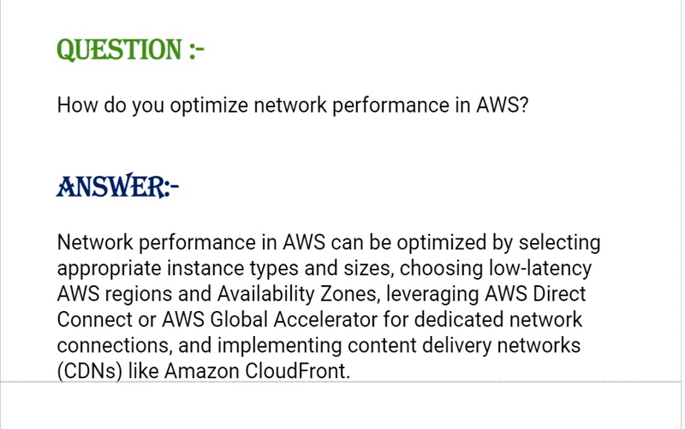Our next interview question is: how do you optimize network performance in AWS? Your answer should be: network performance in AWS can be optimized by selecting appropriate instance types and sizes, choosing low latency AWS regions and availability zones, leveraging AWS Direct Connect or AWS Global Accelerator for dedicated network connections, and implementing content delivery networks CDNs like Amazon CloudFront.